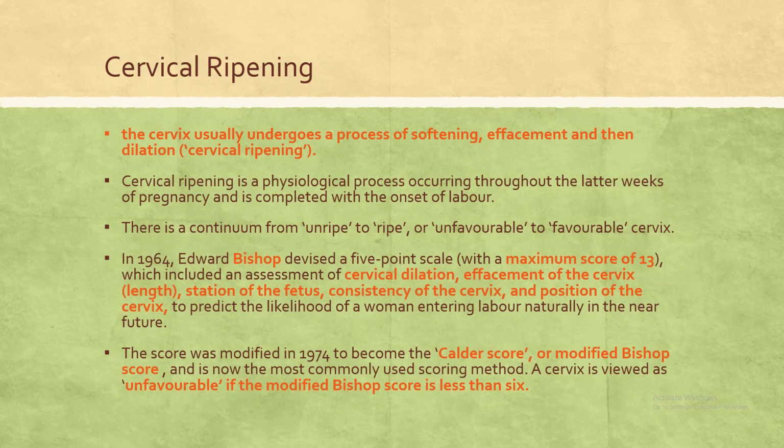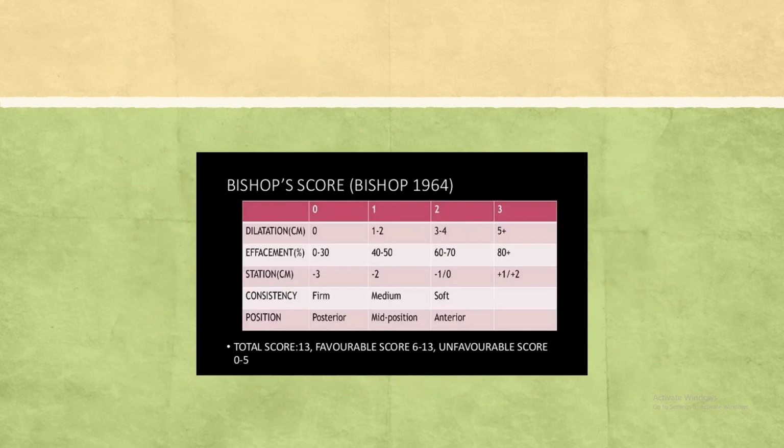So how you are going to judge this cervical ripening is the Bishop's score. You all know. Okay. So there are two types of scores, one is the original Bishop's score, and another one is the modified Bishop's score. So what is the difference between these two? In 1964, Bishop devised the score on the basis of 5 points. So which are these 5 points? Cervical dilatation, effacement, station, cervix consistency, and position of the cervix, where the maximum score is 13.